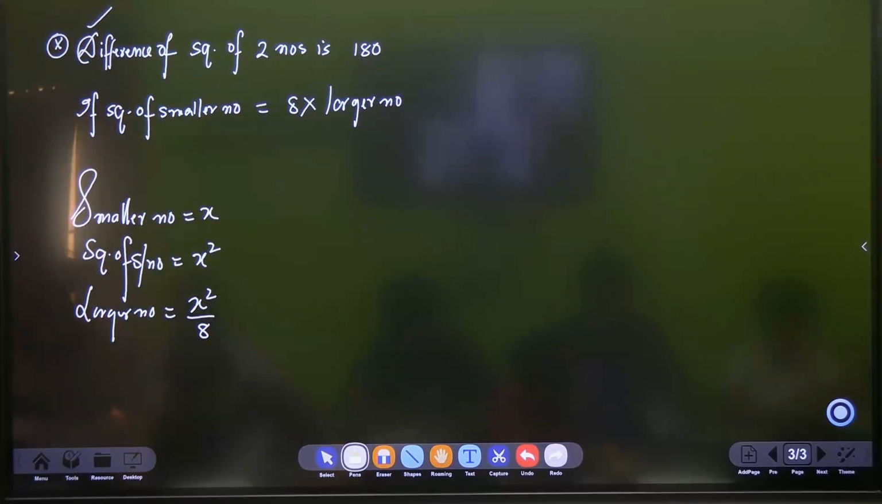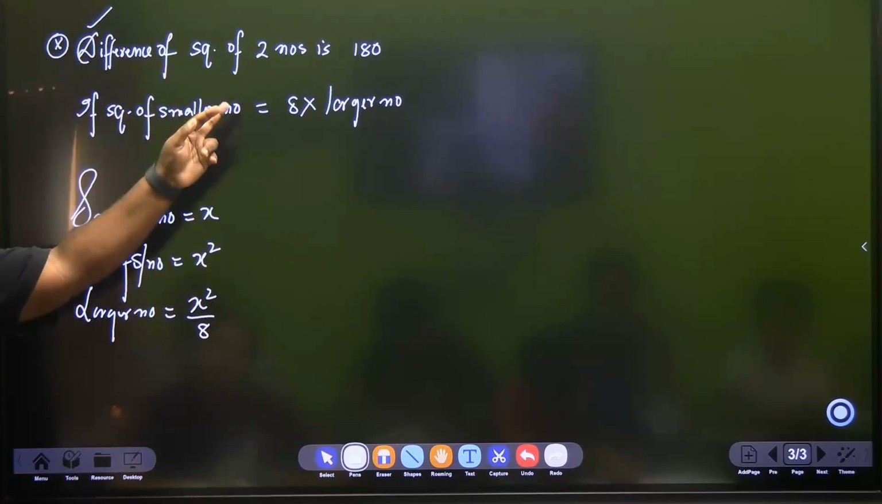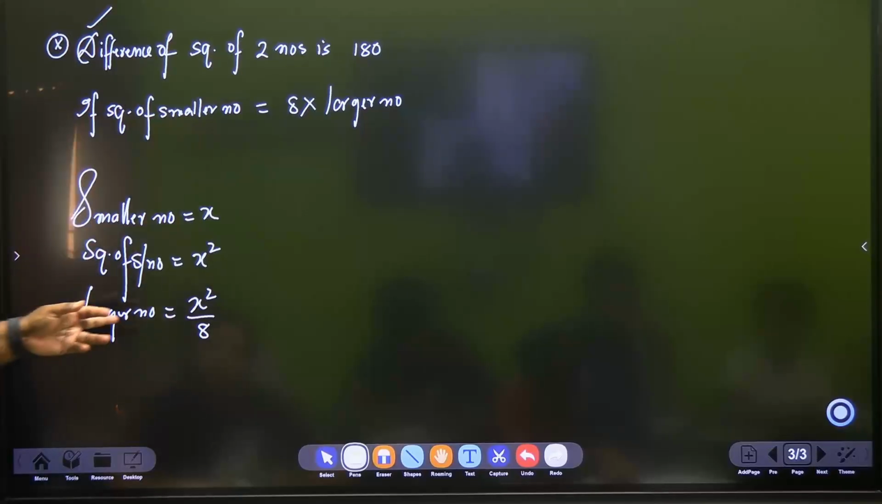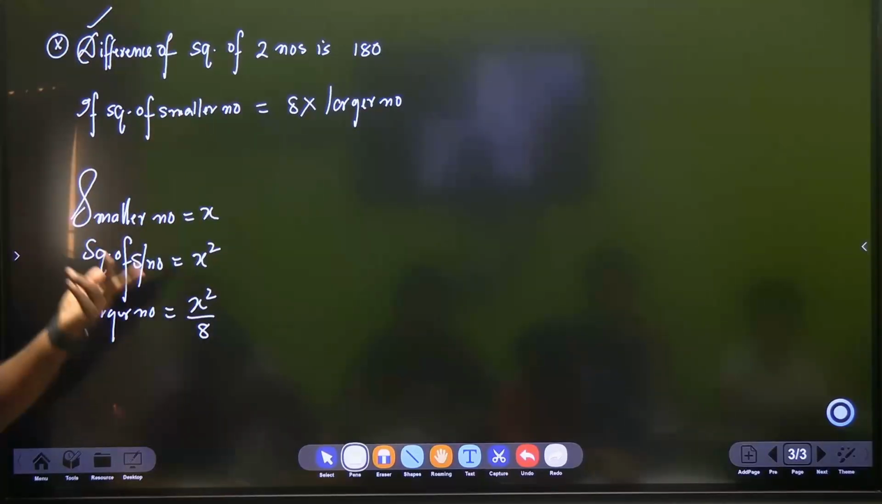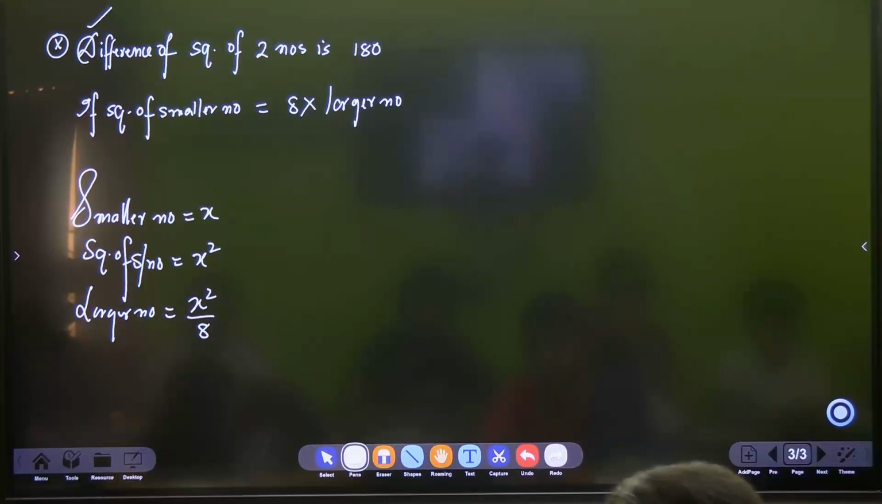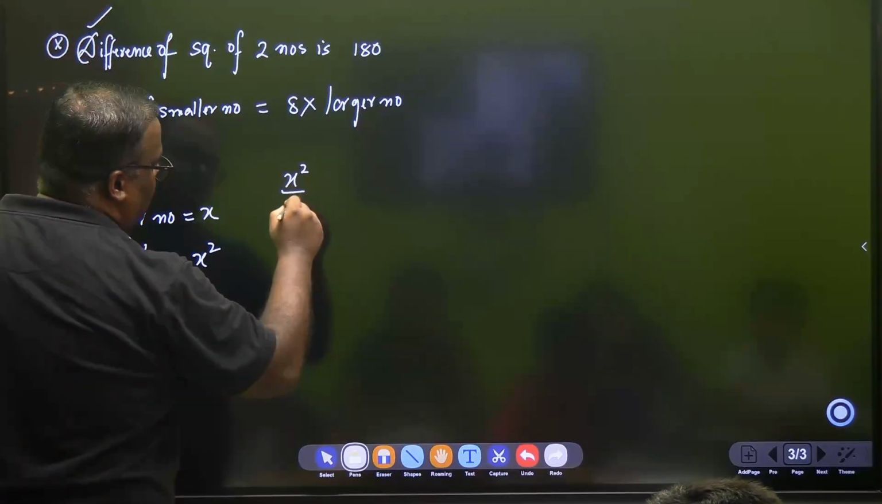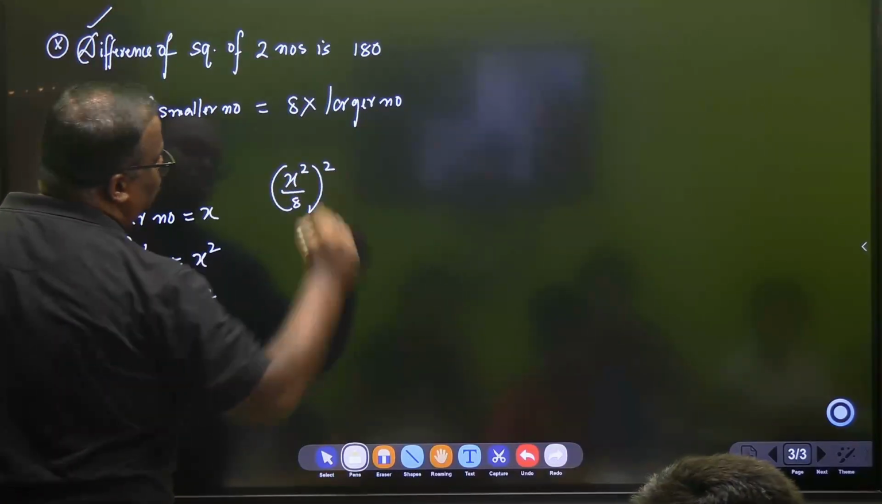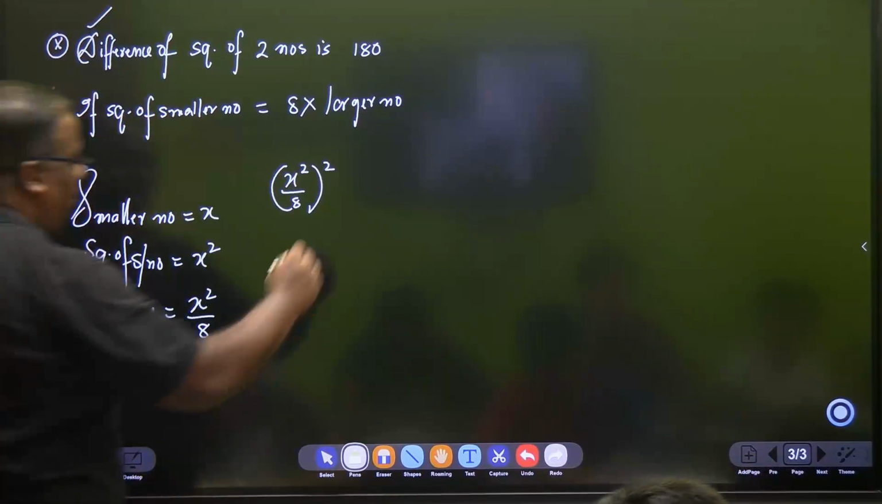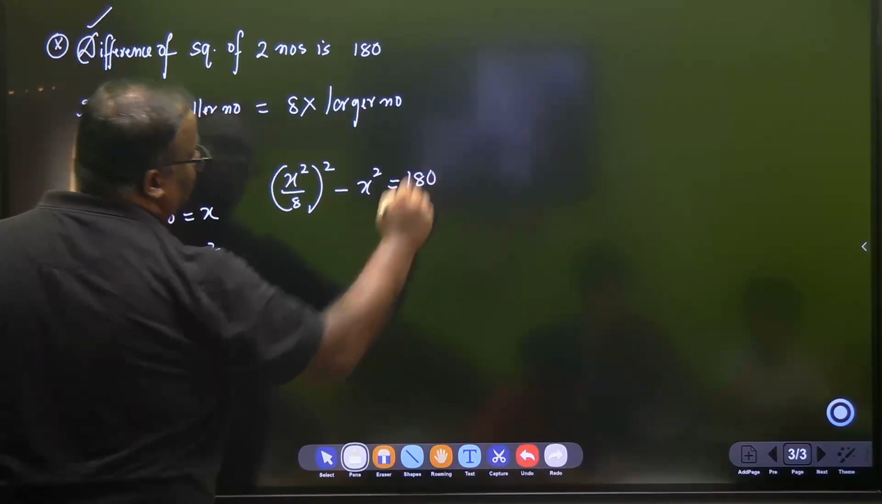What does it say? Difference of squares of two numbers. Difference. The difference is positive, so it is always larger number minus smaller number. So larger number is bigger number. Larger square should also be bigger number. Now this is the larger number. Difference of squares of two numbers. So x square by 8 whole square minus x square is equal to 180.